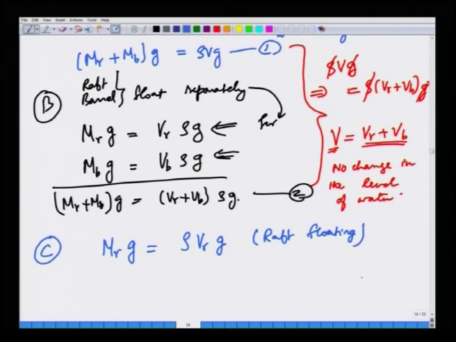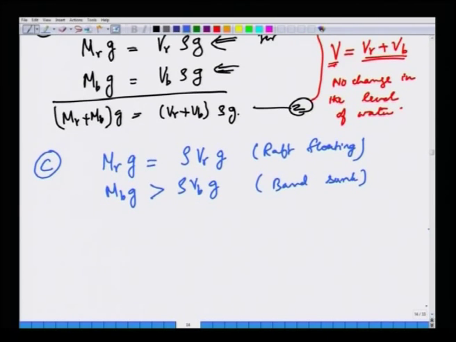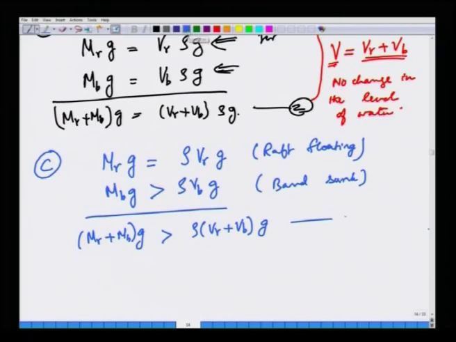But the barrel has sunk. That means that the net downward weight must be greater than the buoyancy force. This is the entire volume of the barrel, g. So, if I add these two equations, then I get (m_r + m_b)g must be greater than or equal to ρ(V_r + V_b)g. Let us call this equation 3.